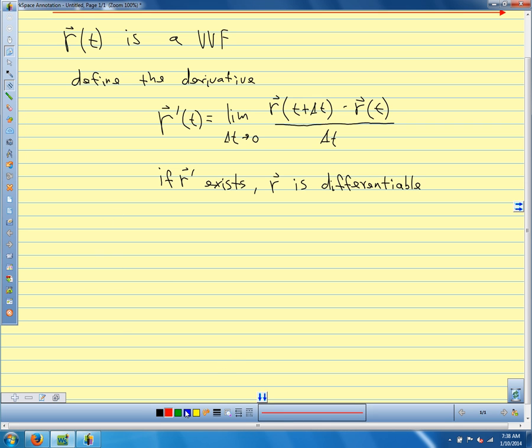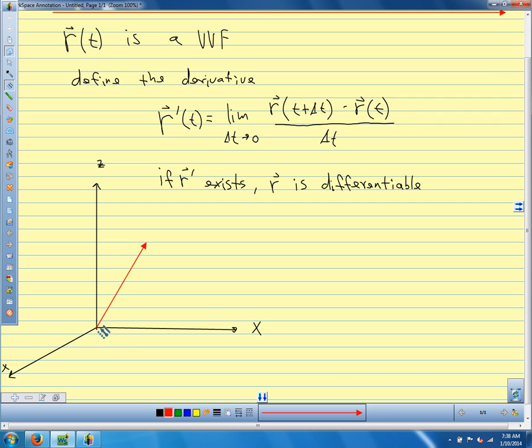So we have our axes. And we have, here's our vector r of t. And I'll draw several.